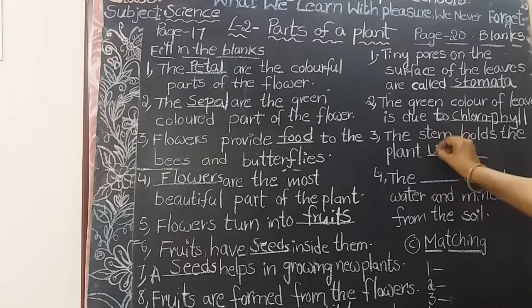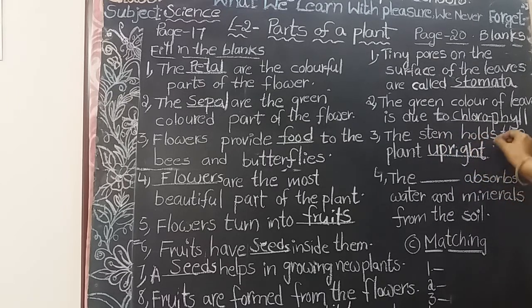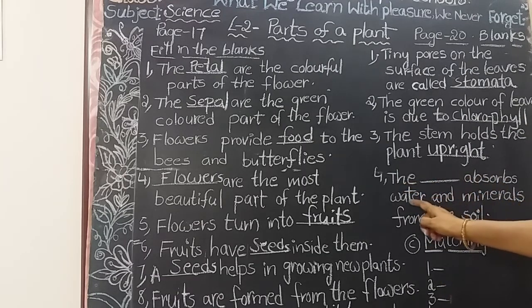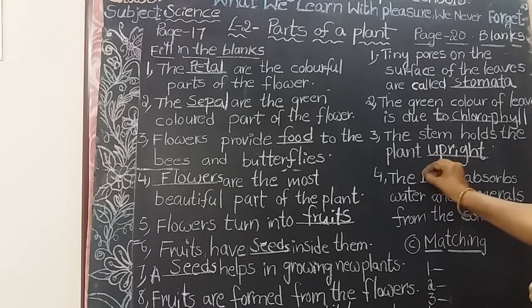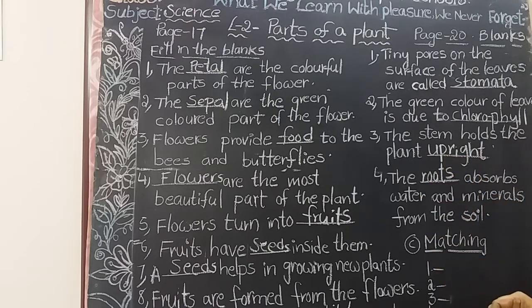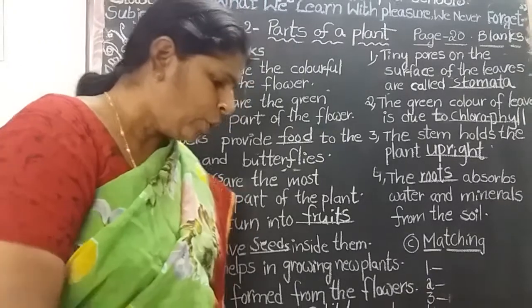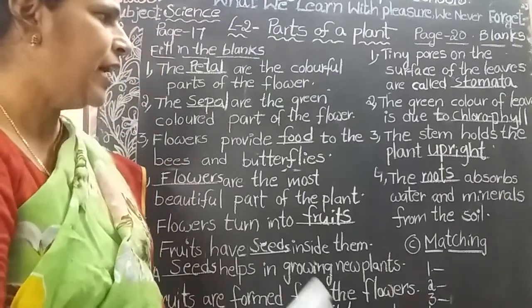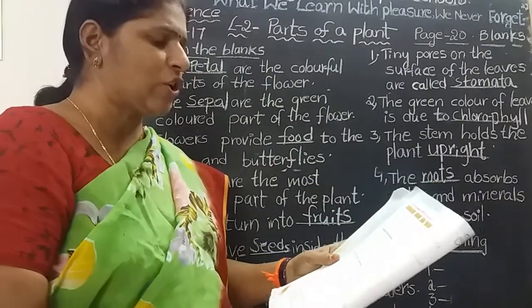The stem holds the plant upright. Stem gives support to the plant and also holds the plant upright. Dash absorbs water and minerals from the soil. Who absorbs the water from the soil? Roots only. Roots absorb water and minerals from the soil. Is it clear, amma? If you pour water, water reaches the ground. Roots absorb water, minerals and nutrients from the soil.